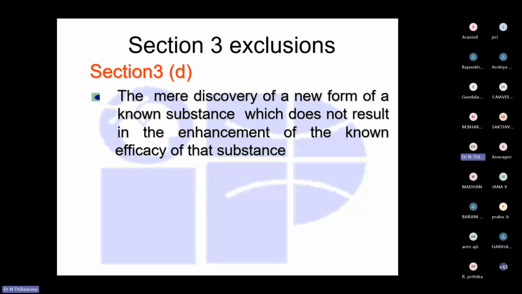Okay, the mere discovery of a new form of a known substance which does not result in the enhancement of the known efficacy of that substance. I already told you that: like a fan is already there, a light is already there, and I want to add a light to the fan. So this addition of two already existing things is not patentable. Okay, this is called mere discovery of a new form. So adding two things, making a new form of a known substance, which does not result in the enhancement of the known efficacy of the substance.